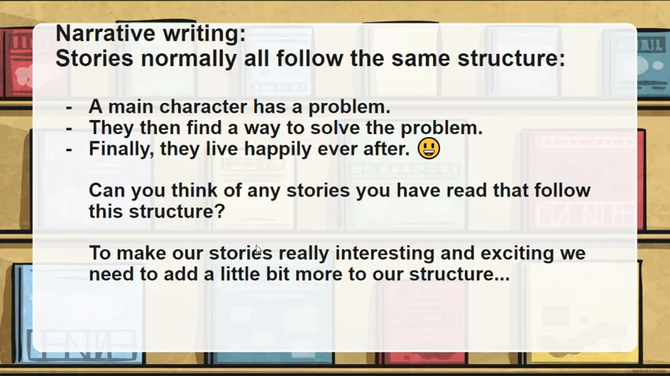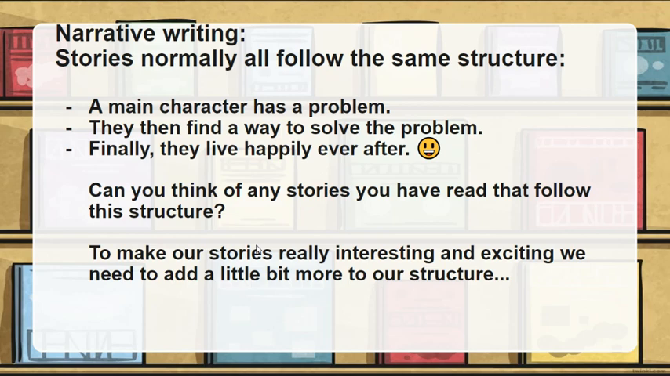Now, narrative writing, in a really simple way, follows the same structure. So most stories have a main character who has a problem. Then they find a way to solve the problem, and finally, they all live happily ever after. Can you think of any stories you have read that follow this structure? I have one in my mind.